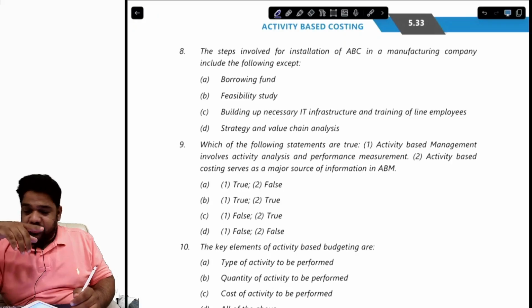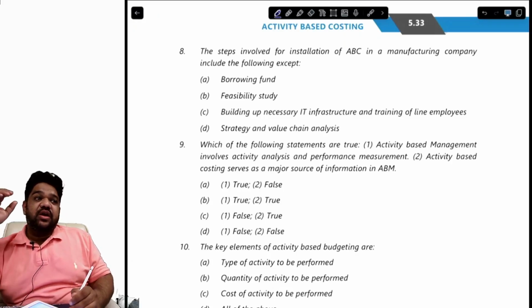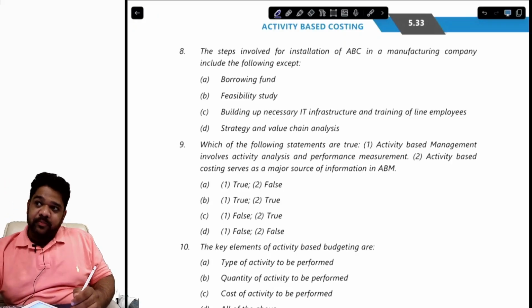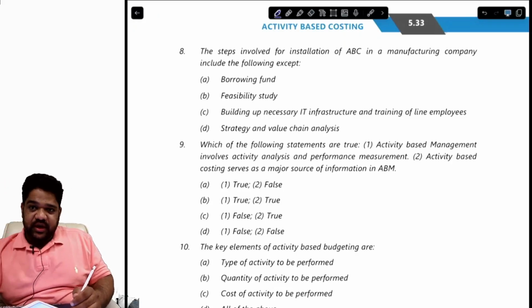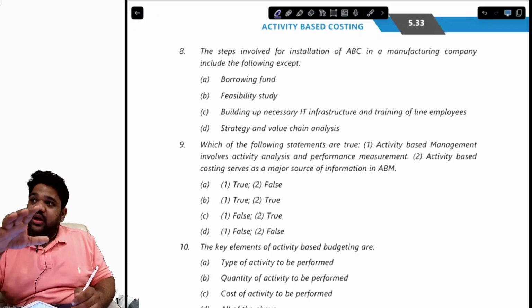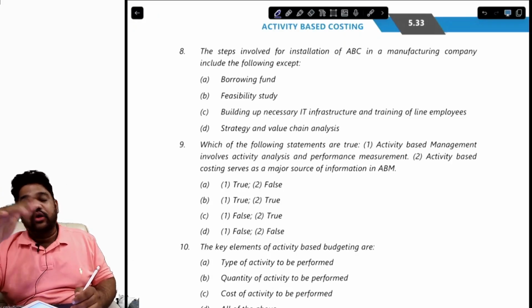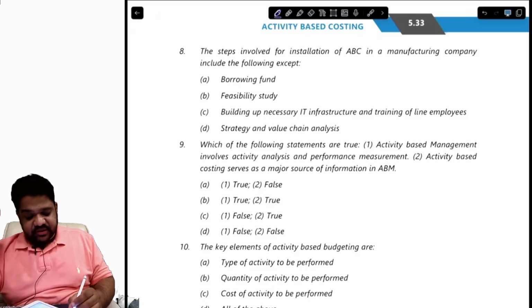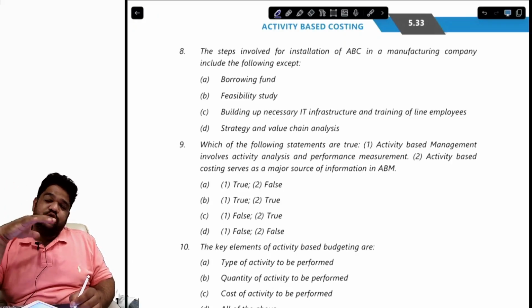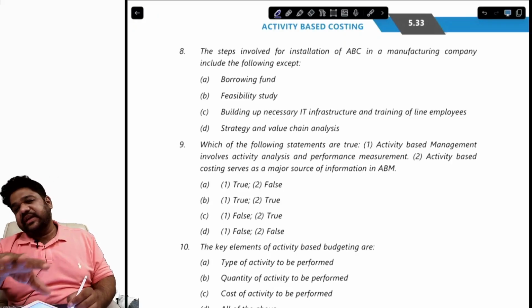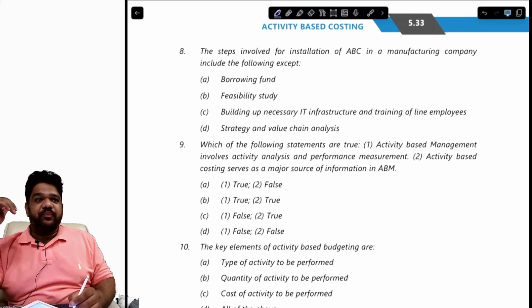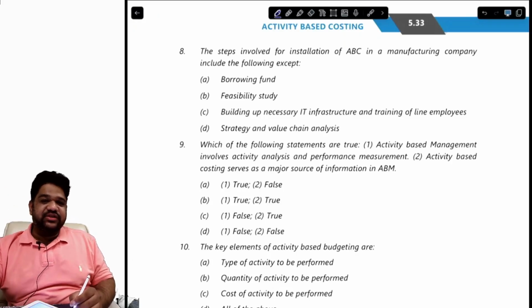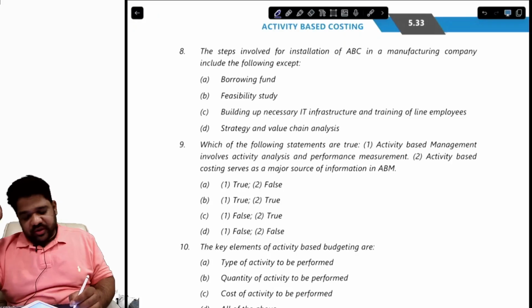Feasibility study, very important. You do a feasibility study to understand whether an organization like you would want to do activity-based costing firstly. Do you have the capability of doing it, and do you have the need of doing it? So feasibility study, yes. Building up necessary infrastructure, IT infrastructure, and training of line employees makes sense. Strategy and value chain analysis. So value chain analysis in general means to figure out if the increased cost is giving you increased value or not, in a nutshell.